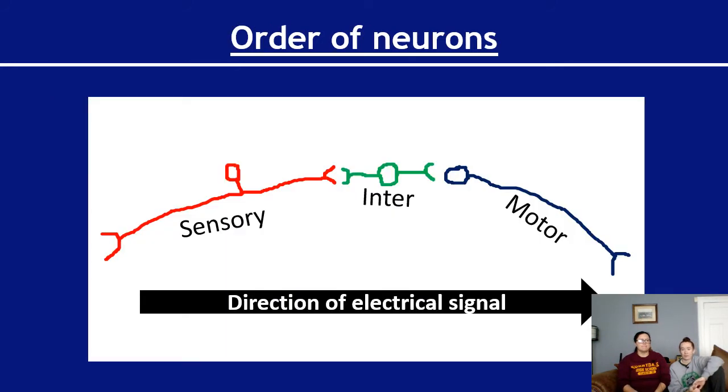Okay, and again, the order of neurons, I've already said this, it goes sensory, inter, motor. You have to know that. That's the kind of thing when it comes to your reflex arc questions, which we're about to get onto. You have to know that this is the order of neurons and the order of signaling. So signal goes along the sensory, around the inter, and back along the motor.